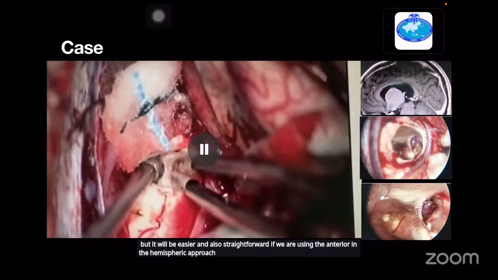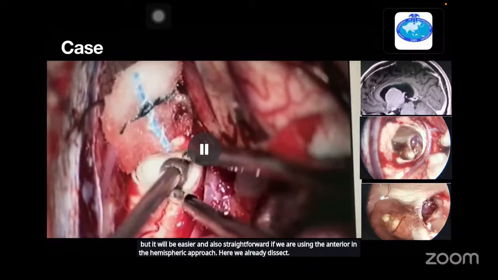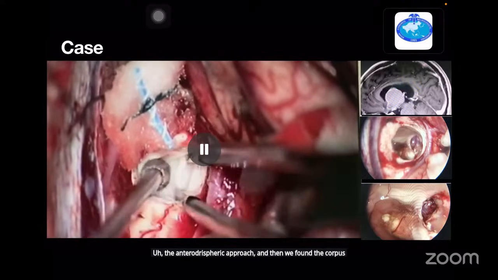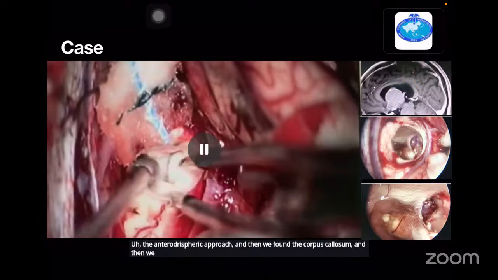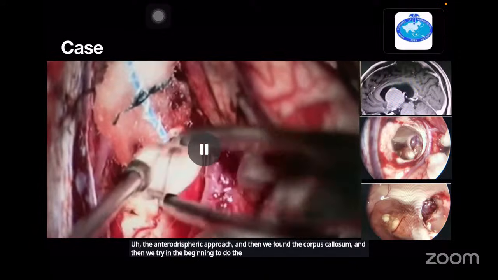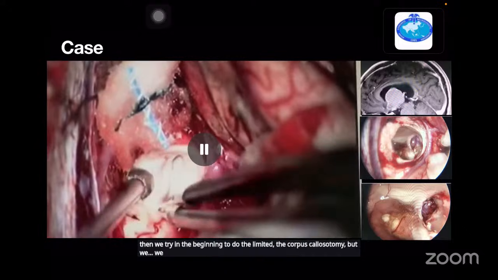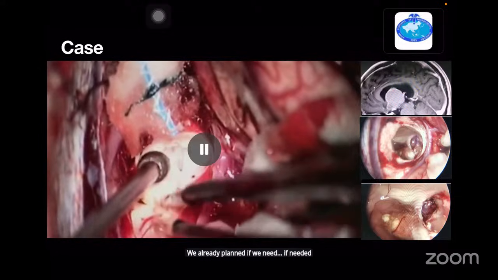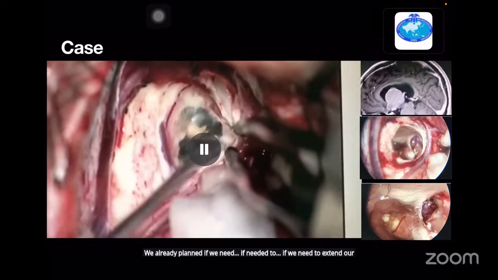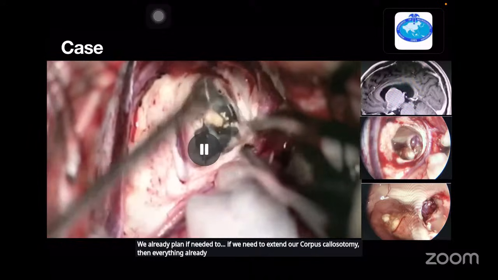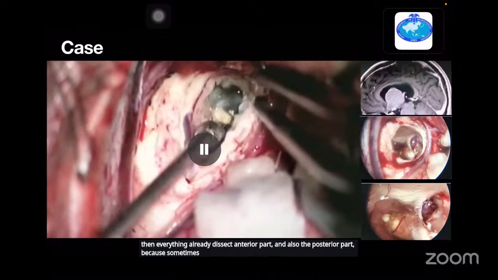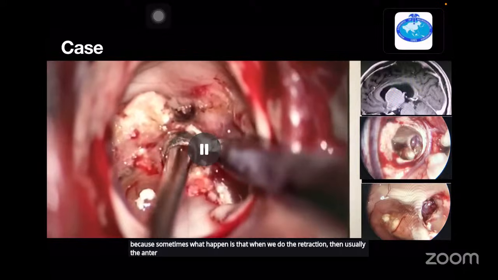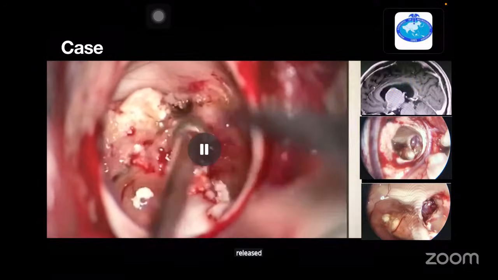Here we already dissected the anterior interhemispheric approach, and then we found the corpus callosum, and in the beginning we try to do the corpus callosotomy. But we already planned that if we need to extend our corpus callosotomy, everything is already dissected, the anterior part and also the posterior part, because sometimes what happens is that when we do the retraction, the anterior and posterior part that are not yet released are the ones causing trouble.